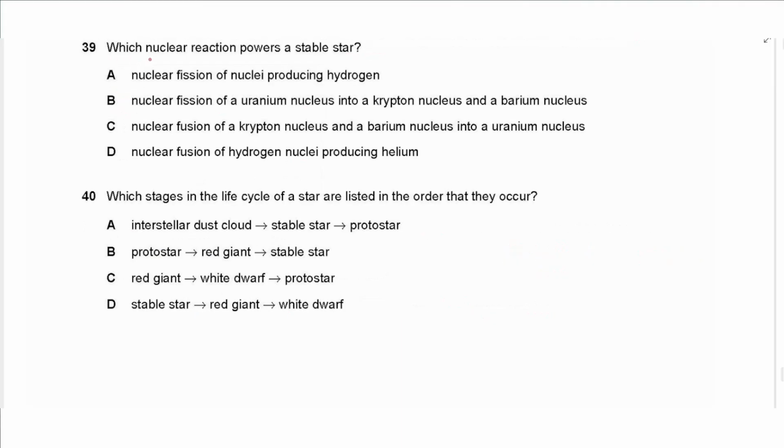Question 39 says, which nuclear reaction powers a stable star? It's not nuclear fission, it's fusion, but not krypton nucleus. It is hydrogen nuclei producing helium. So the answer is D.